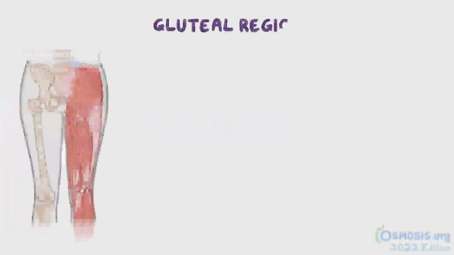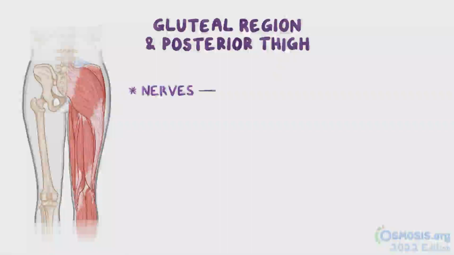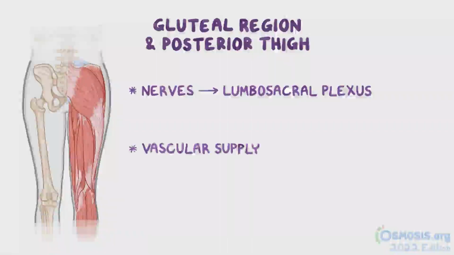The gluteal region and posterior thigh contain an abundance of large and small muscles, and coursing through these muscles is a vast network of nerves and vessels. These nerves mainly originate from the lumbosacral plexus, whereas the vascular supply derives either directly or indirectly from the internal iliac arteries.